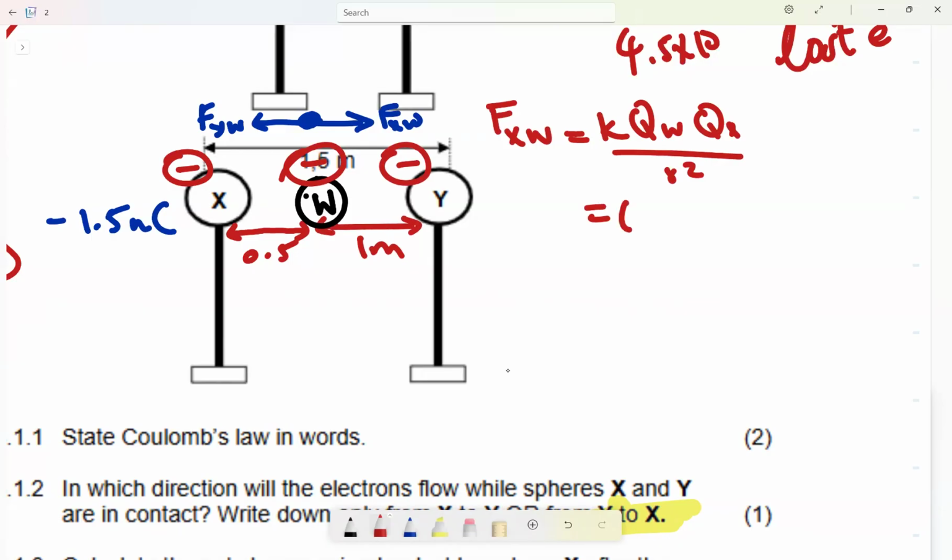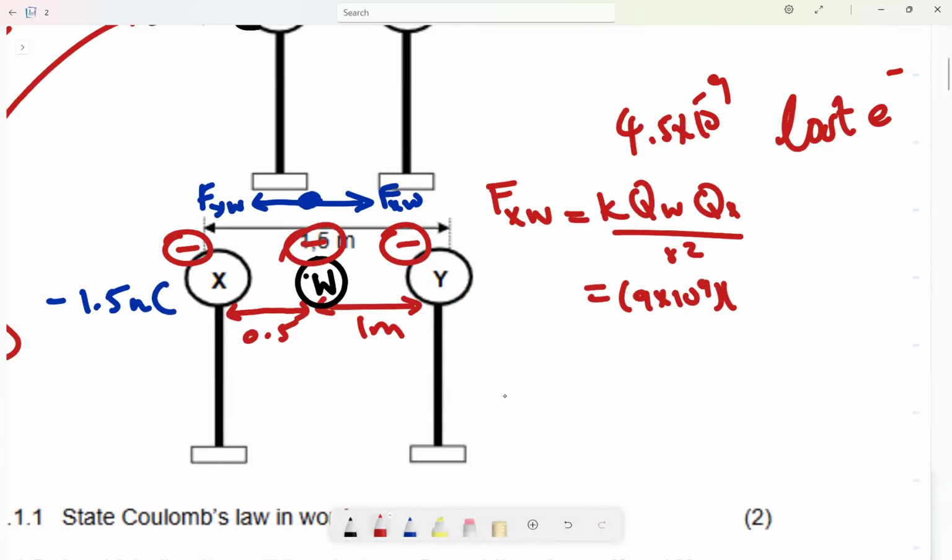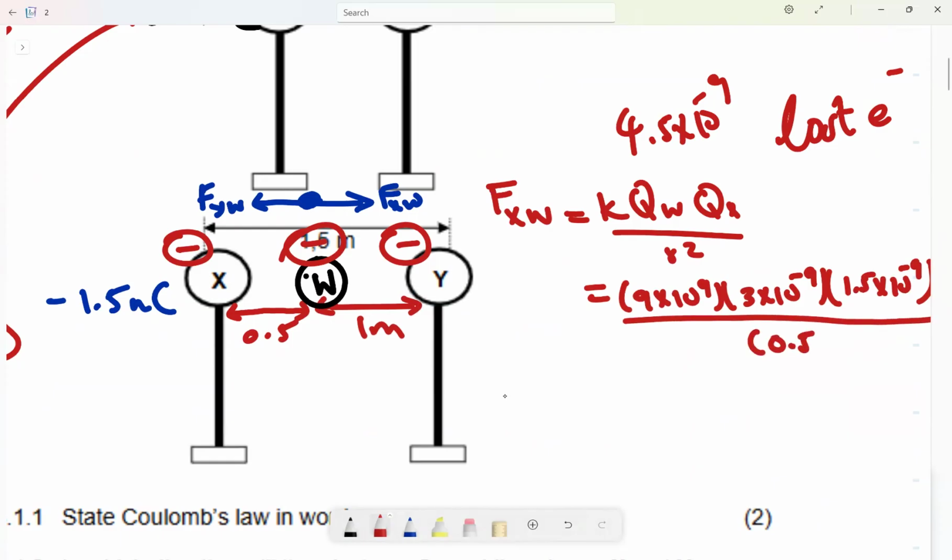K is 9 times 10 to the power of 9. Charge of W, they said it is how much? Negative 3 times 10 to the power of negative 9. We just say 3 times 10 to the power of negative 9. Charge of X is 1.5 times 10 to the power of negative 9. Divide by the distance between X and Y, which is 0.5. I need to square that. How much do I get?